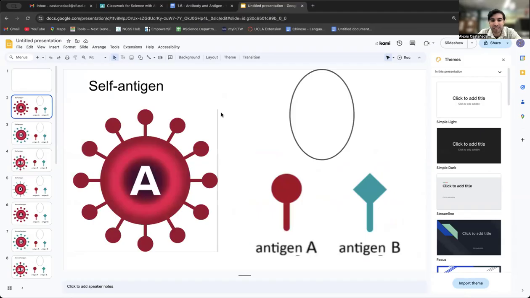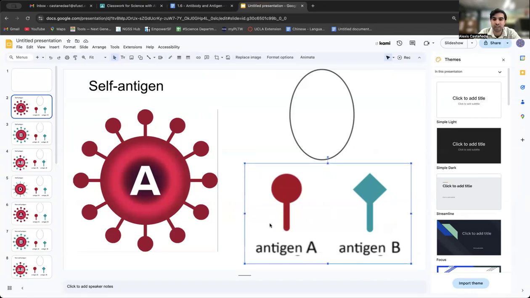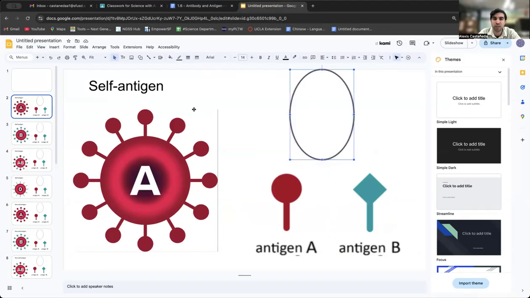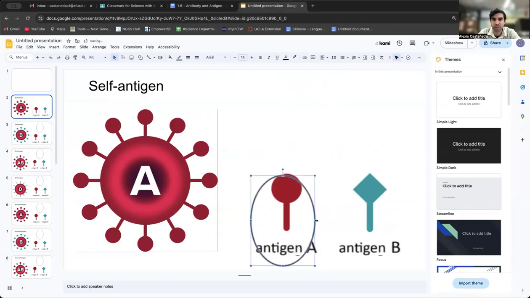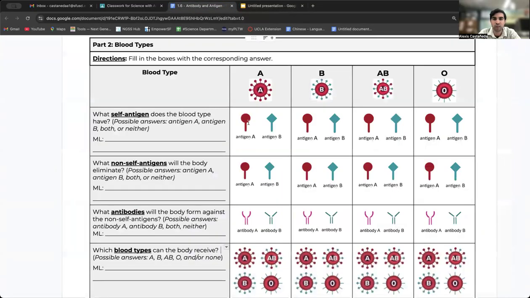So again, the self-antigens are the things that are on the surface of cells. If we look at blood type A here, the self-antigen is the antigen it has on the surface. In this case, the antigen on its surface is antigen A. This is the antigen that it has. So the self-antigen for blood type A is antigen A. This would be your answer for this part here. So for this first one, you can write antigen A in the box, or in this case, I have this image here. Antigen A is the self-antigen, the antigen that blood type A has on the surface.